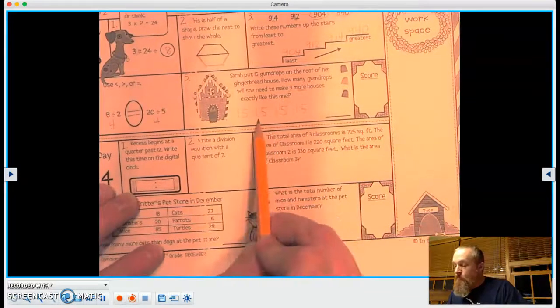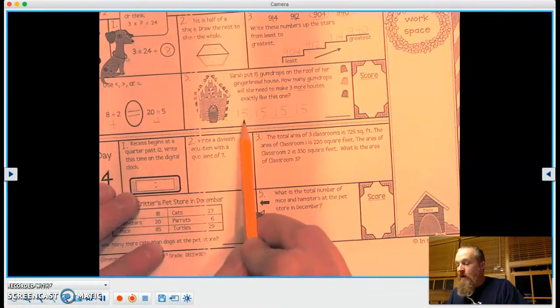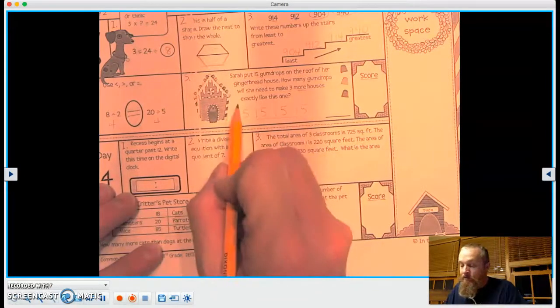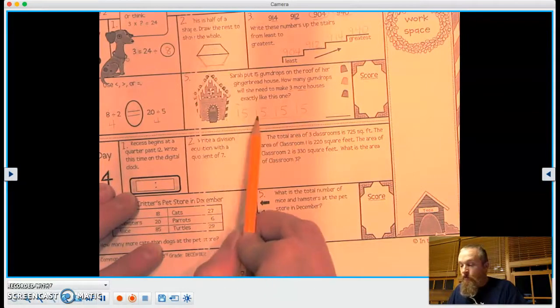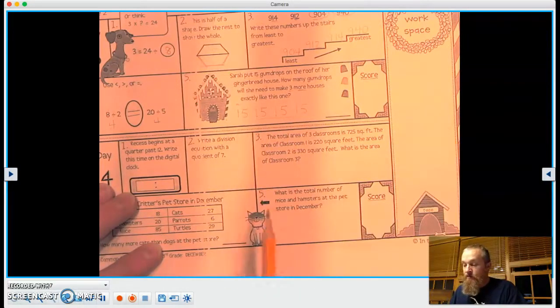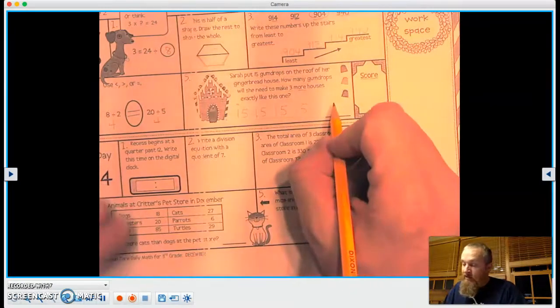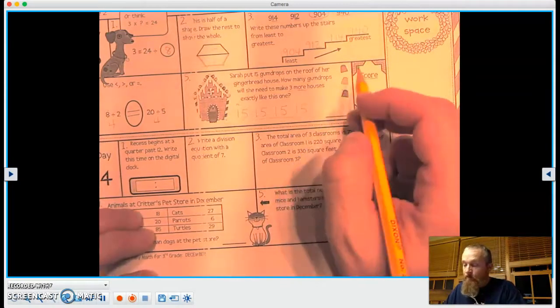So we have 15 and 15 is 30. We go 5, 10, 15, 20, 2, 3, 4, 5, 6. Okay? So 60 gumdrops total.